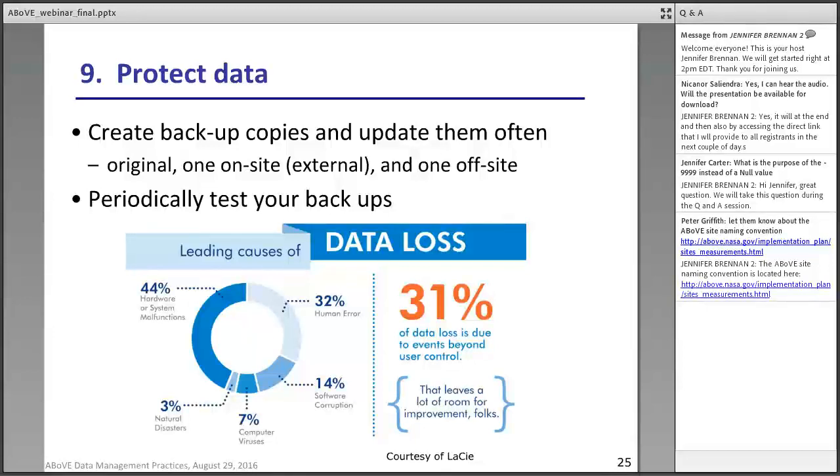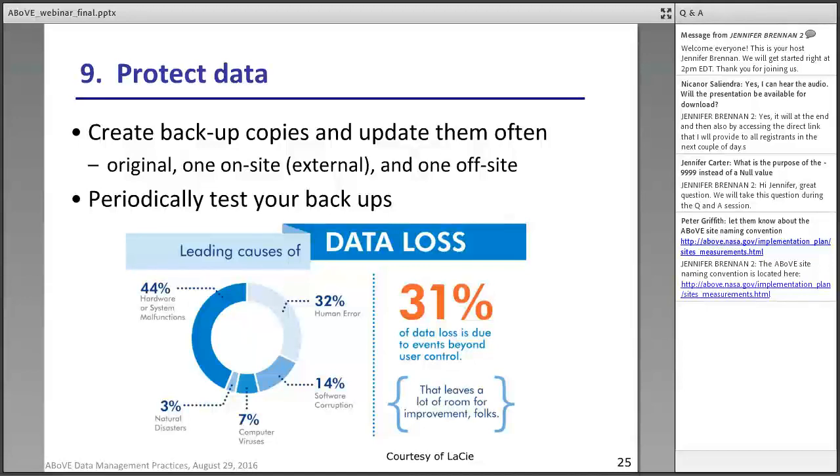Ideally, you would have your original data set maybe on your work computer. Then you might have one on-site backup, such as an external hard drive. In addition, it's good practice to have one off-site backup as well. This could be on a server at another institution, or it could be something cloud-based like Dropbox or Google Drive that would not necessarily go down if you had a local natural disaster. And it's important to periodically test these backups and make sure that you could restore your data if you needed to.